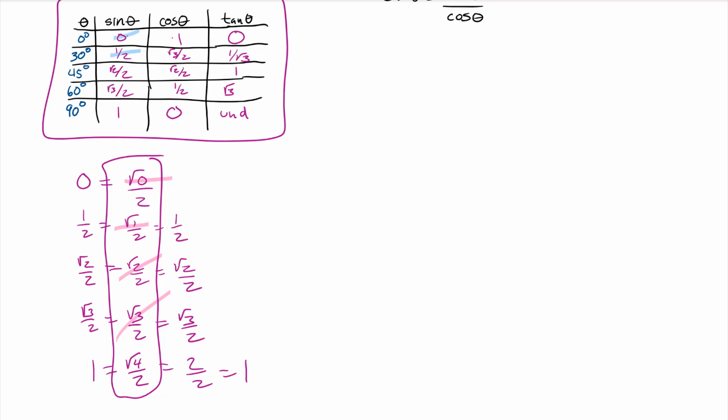Square root of 0 over 2, square root of 1 over 2, square root of 2 over 2, square root of 3 over 2, square root of 4 over 2. Go the opposite direction for cosine. And then tangent is just sine divided by cosine. There is a pattern here. It is merely a pattern.